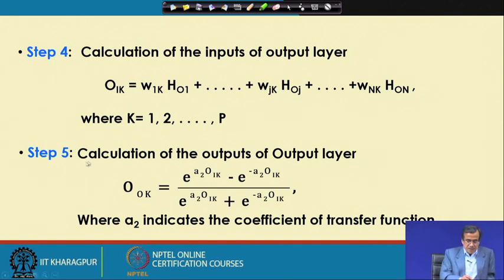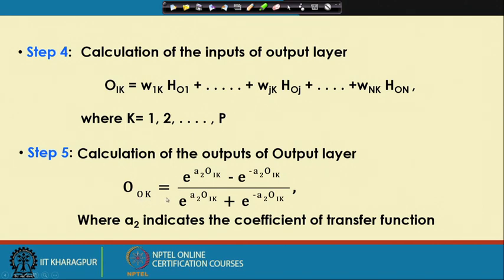Yes, step 5, calculation of the output of the output layer, that is O_Ok, is nothing but (e raised to the power a2 O_Ik minus e raised to the power minus a2 O_Ik) divided by (e raised to the power a2 O_Ik plus e raised to the power minus a2 O_Ik). Now, here, this is nothing but the input of the kth neuron lying on the output layer, and this is the output, and this a2 is nothing but the coefficient of the transfer function.